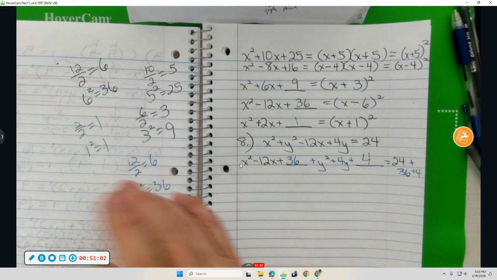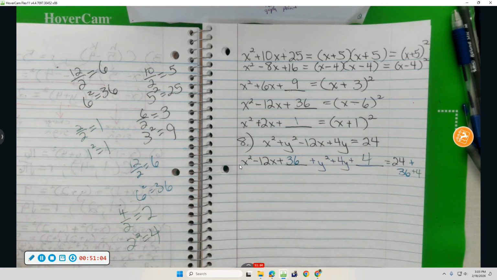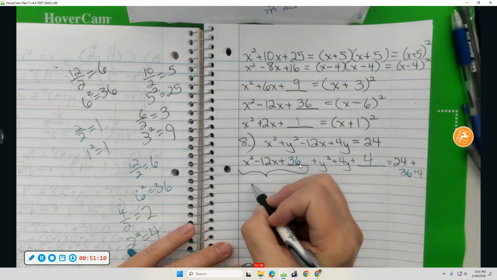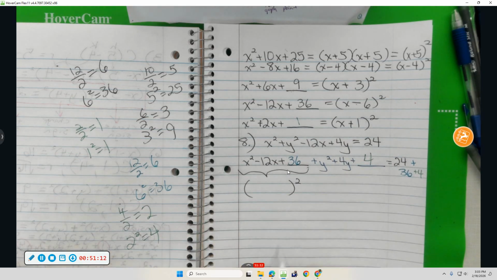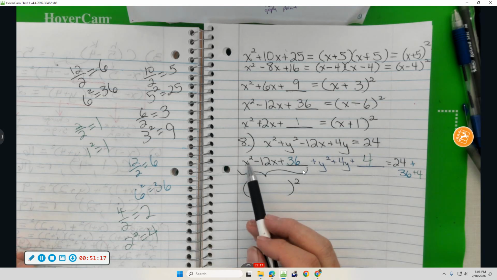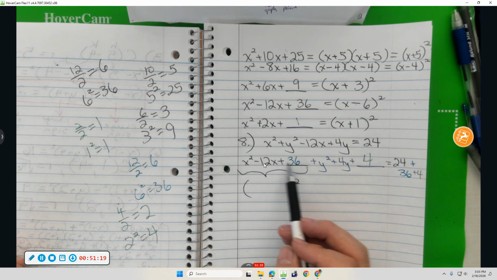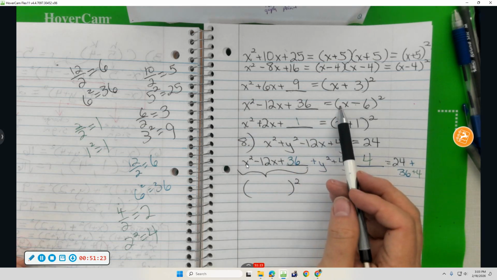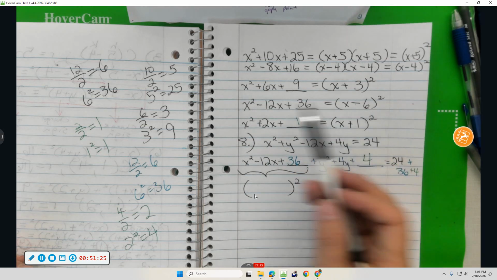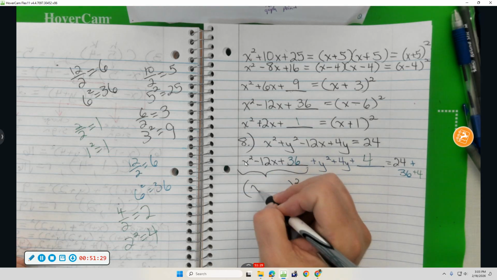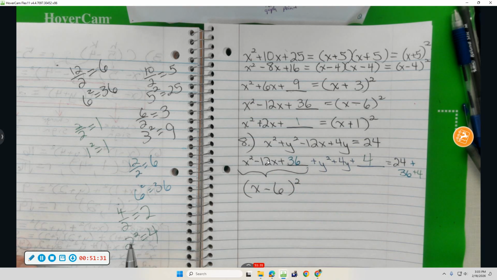We've done the hard work at this point. We can write this in center radius form now. Let's factor the x terms as a quantity squared. How do we factor x squared minus 12x plus 36? There it is. X minus 6 quantity squared: variable, sign, half of that number. I agree. X minus half.